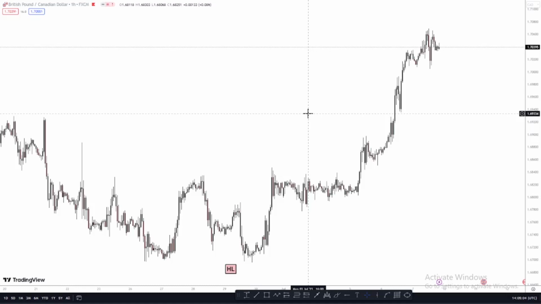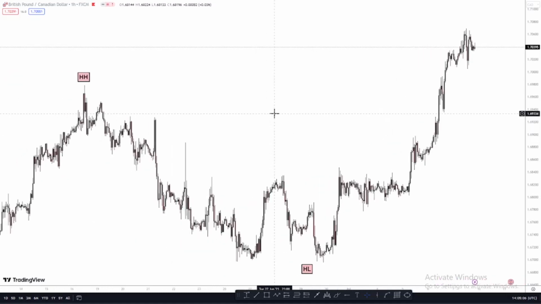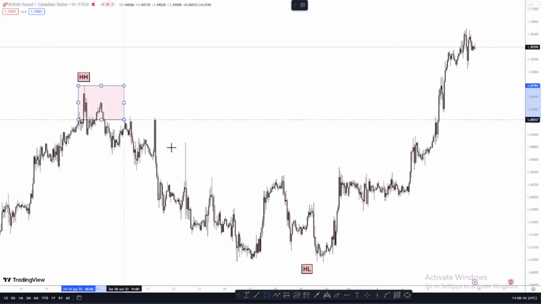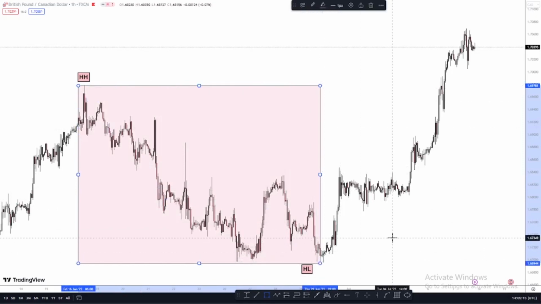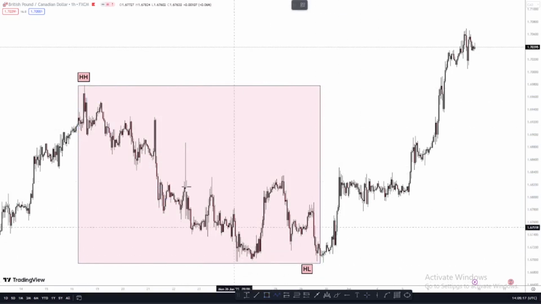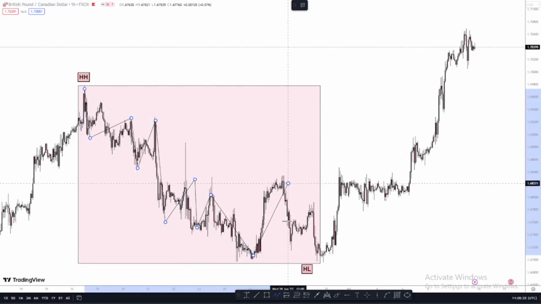Good. So now let's go back in time and let's see. If you are to look at this angle, if I'm to draw this zone, if you are to look within this zone, what do we realize? We realize within this zone, price was creating a series of lower highs and lower lows on the H1 time frame.